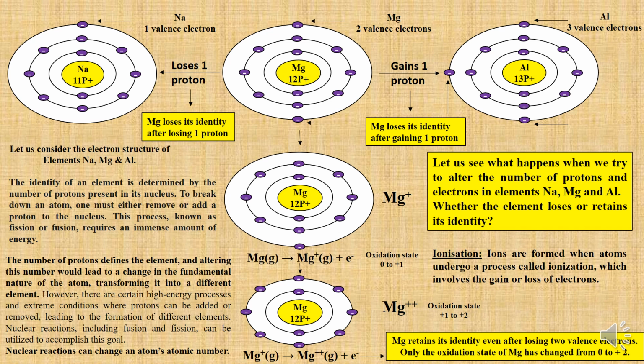Now the takeaway for this particular discussion will be that an element retains its identity when it loses or gains electrons, while an element loses its identity when it gains or loses a proton, which is definitely a highly energy demanding process.